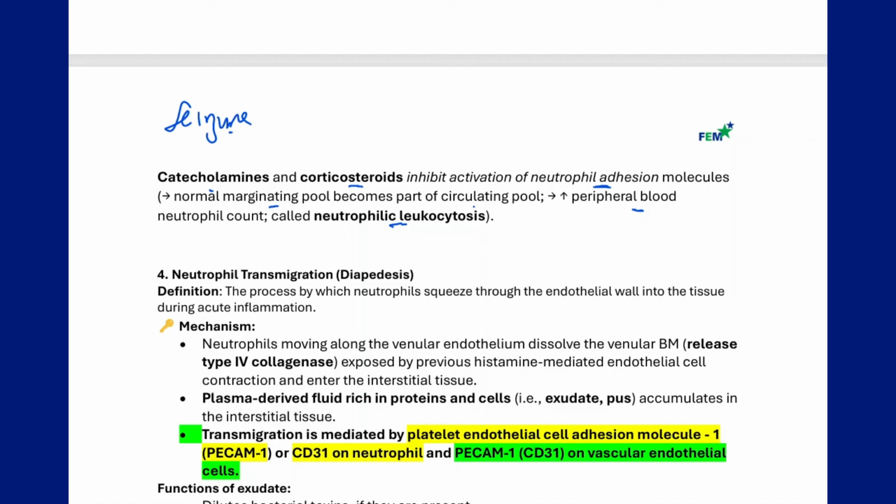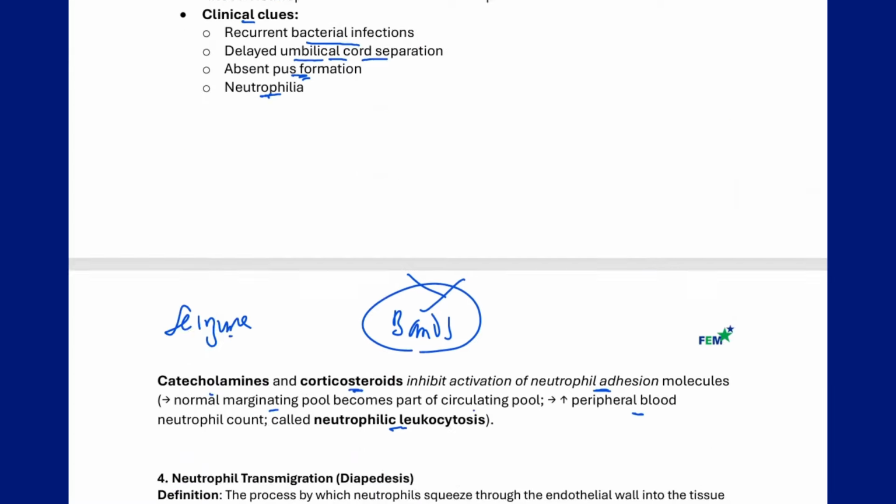That doesn't mean that they have infection. It's just because of demargination. Same thing if somebody is on corticosteroids, they could also have neutrophilic leukocytosis. That doesn't mean that they have active infection. It's just because of demargination. One of the things to look for is immature neutrophils, like bands. If there are no bands, this is likely demargination, not infection.